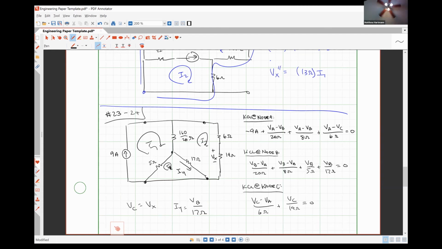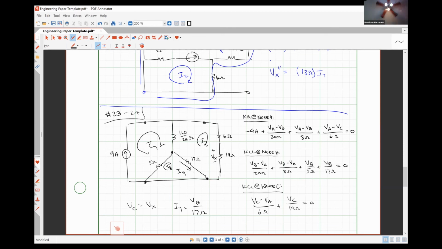So I didn't change anything that's associated with the current IY, and I didn't change anything that's associated with the voltage VX, so we could do mesh from here and get both of those values pretty easily, where VX in this case would be 19 times my mesh current I2, and the current IY would be I3 minus I2.